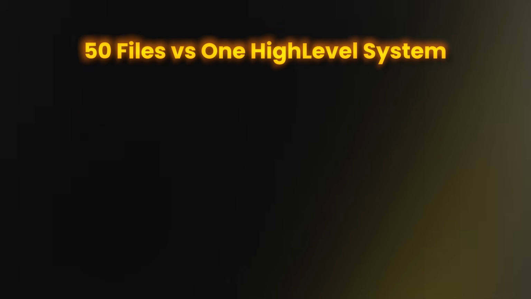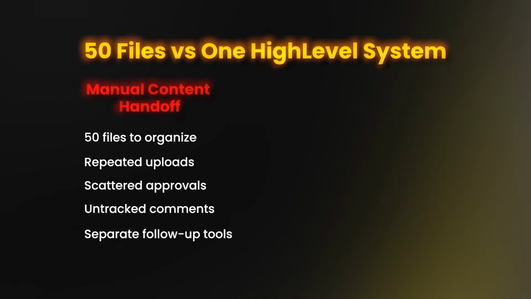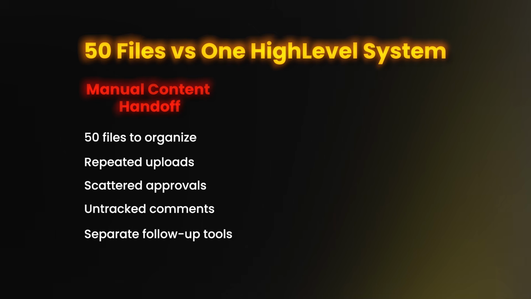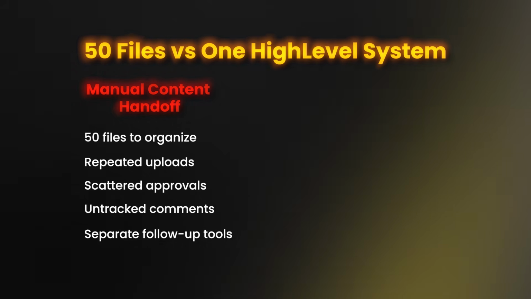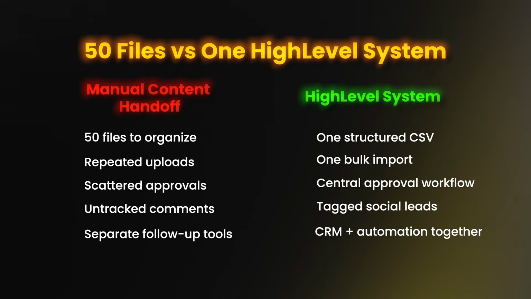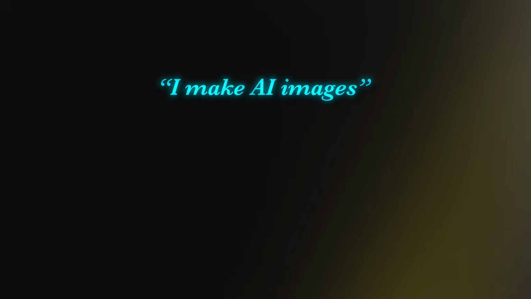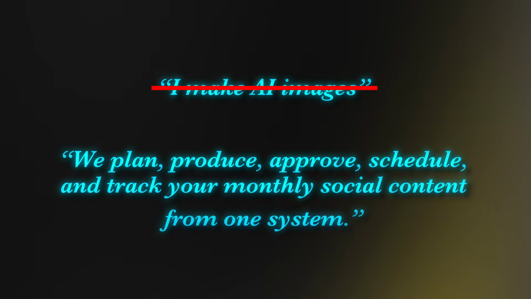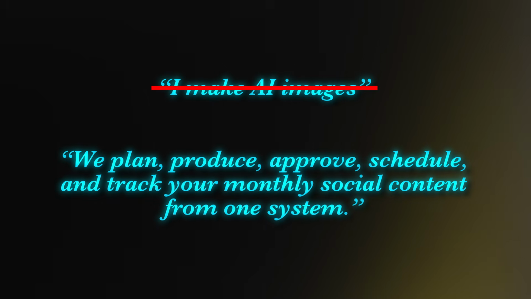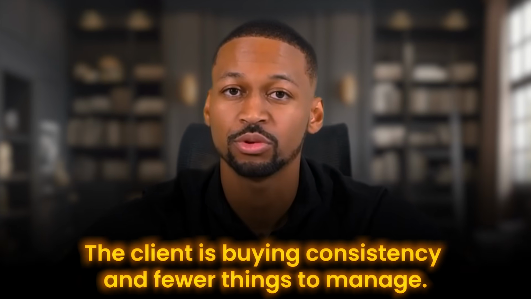Think about the economics. Without Social Planner, 50 images are still 50 files someone has to download, rename, sort, caption, upload, schedule, check, and send to the client. With this system, work mode creates the production package and HighLevel turns that package into a repeatable service. That is why I wouldn't pitch this as, I make AI images. I would pitch it as, we plan, produce, approve, schedule, and track your monthly social content from one system. The client isn't buying a folder. The client is buying consistency and fewer things to manage.